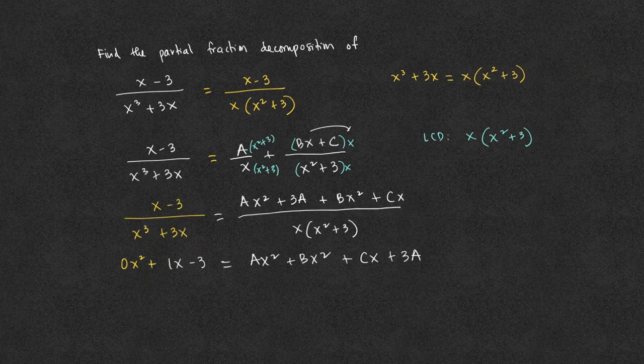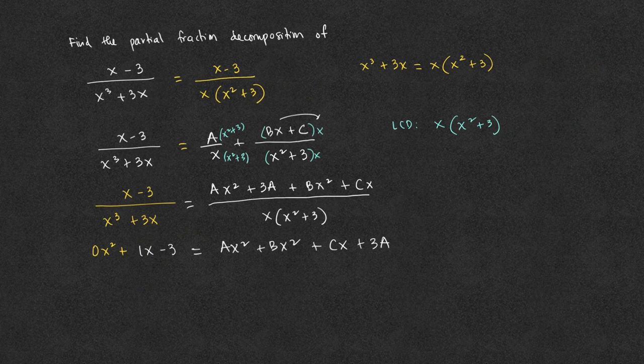Comparing the coefficients on the left and on the right-hand side of this equation, we must have 0 equals A plus B, where the coefficients of the x squared terms on the right-hand side are A and B. It is better to factor out x squared before doing this, but we can clearly see that the coefficient of x squared on the left-hand side is 0, and the coefficient of x squared on the right-hand side is again A plus B. Similarly, the coefficient of x on the left-hand side is 1, and the coefficient of x on the right-hand side is C. It remains that negative 3 equals 3A.